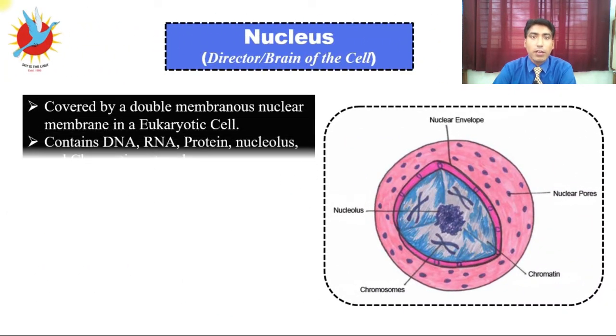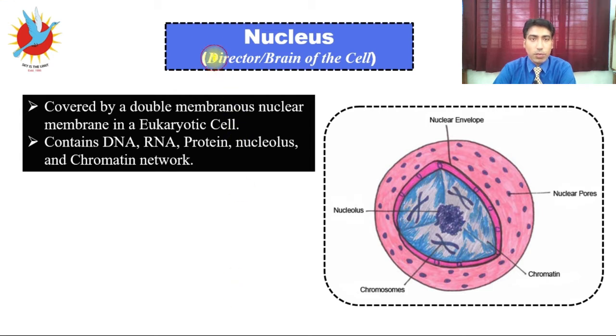Next cell organelle is the nucleus. Nucleus is also known as the director or brain of the cell. Why it is called the director or brain of the cell, we will get to know very soon. The nucleus is covered by a double-membranous nuclear membrane in a eukaryotic cell. The nucleus is a prominent feature of a eukaryotic cell, because you already know that a prokaryotic cell lacks a nucleus. It contains DNA, RNA, protein, nucleolus and chromatin material. So all our genetic material is present inside the nucleus.